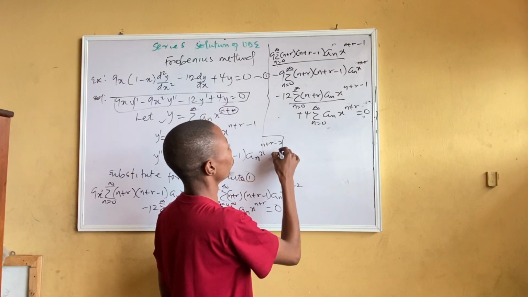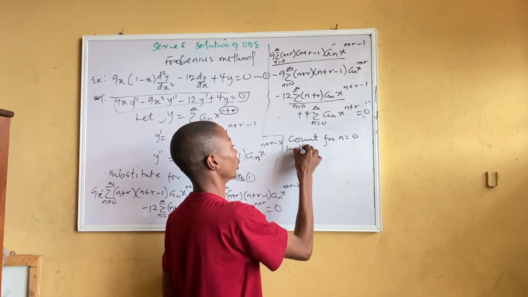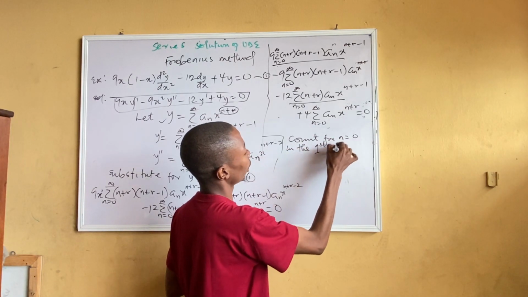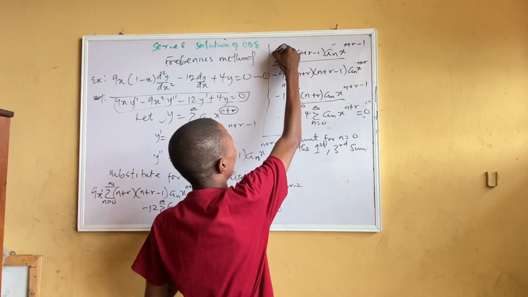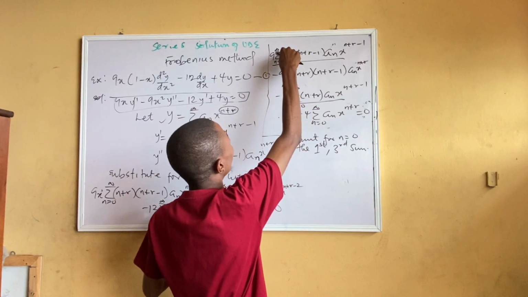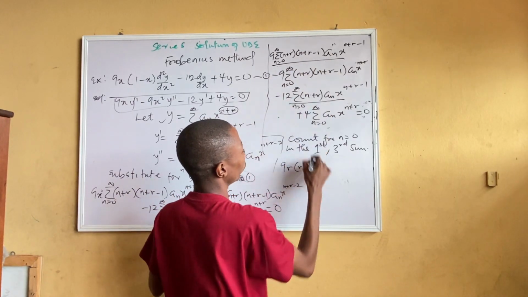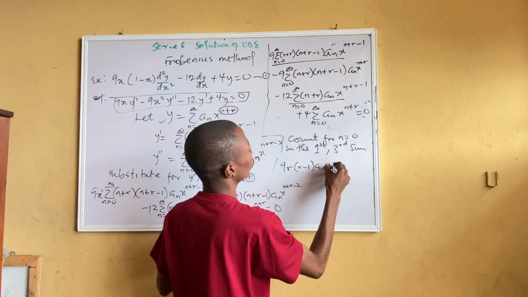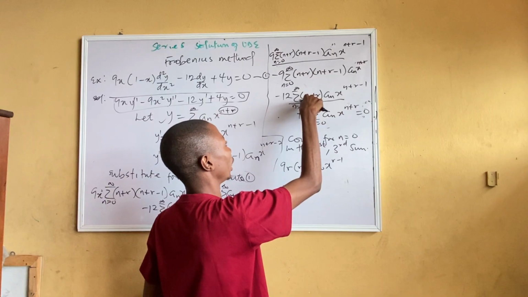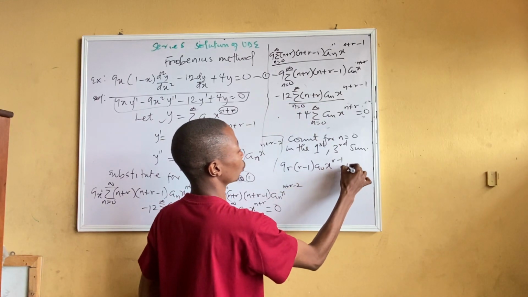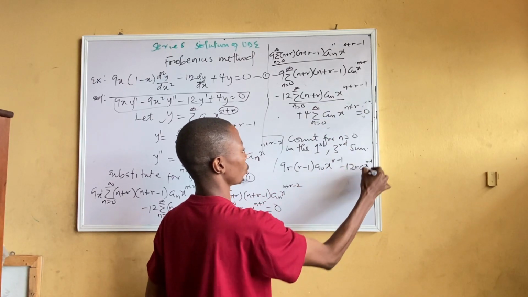For n equals to 1. Sorry, for n equals to 0. So you say count for n equals to 0 in the first and which one? And the third sum. Okay. So if I count for n equals to 0 here, anywhere you see n, put 0. If n is 0 here, this will be 9r. If n is 0 here, r minus 1. If n is 0 here, a naught. If n is 0 here, x raised to power r minus 1, alright? For the third sum as well, if n is 0 here now, it will be minus 12r, a naught, x raised to r minus 1, okay?